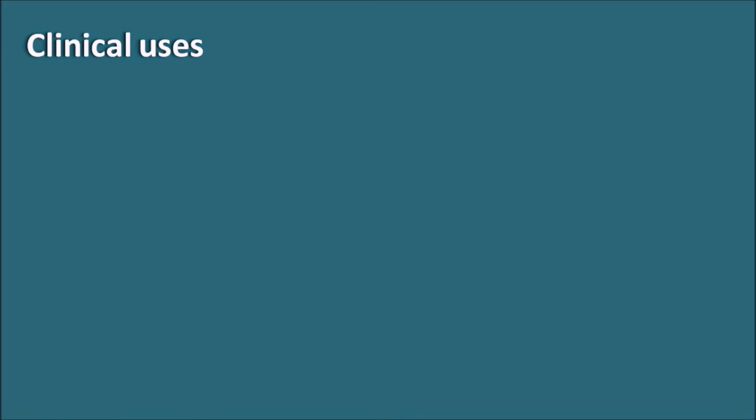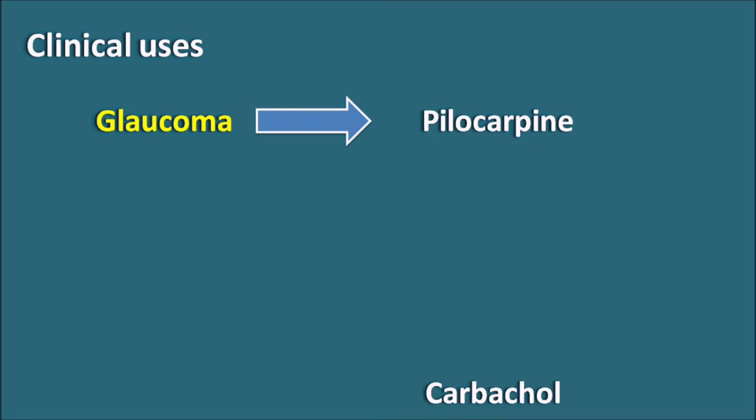Clinical uses. The first one is in the treatment of glaucoma. Glaucoma is a condition where there is an increased intraocular pressure. Since these drugs produce contraction of the constrictor muscle and ciliary muscle, they can decrease the intraocular pressure. Particularly, drugs like pilocarpine as well as carbachol can be used in the treatment of glaucoma. And here pilocarpine can be used in the emergency treatment of glaucoma, where it can decrease the intraocular pressure that is suddenly increased.